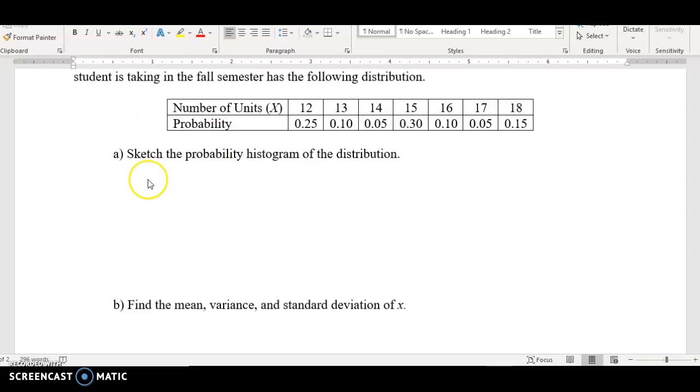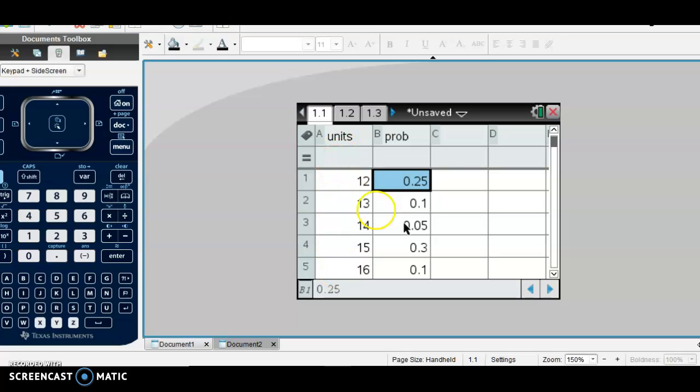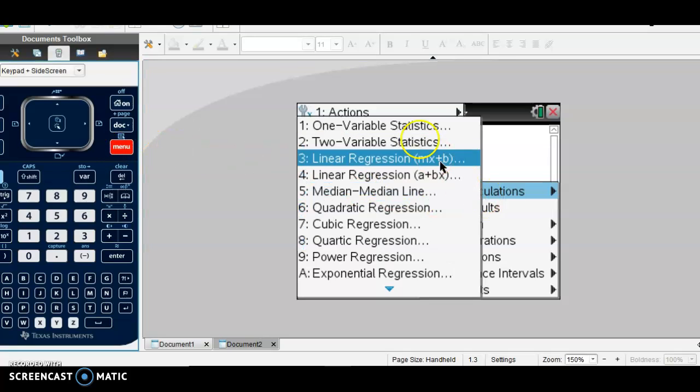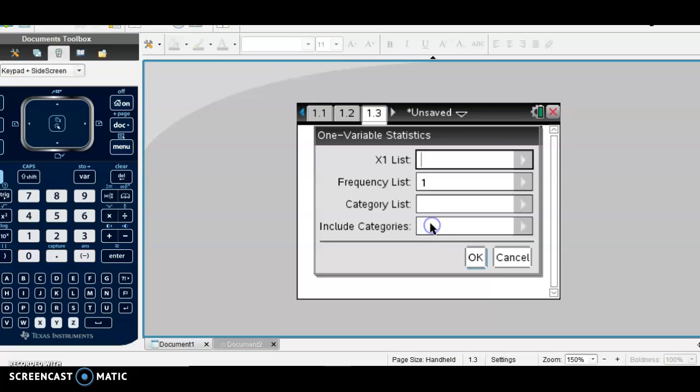Then in the same example, part B says find the mean, variance, and standard deviation of X. So the mean, variance, and standard deviation of this table at the top of the page. Again, your calculator does that for you. So there's my data, the units and the probability of each. Once that's in there, just go to a calculator page. You go to Menu, Statistics, Stat Calculations, and we're going to do one-variable statistics. Keep the number of lists as 1. The X list here for us is the units. I'm kind of already ahead, that's why there's more variables in that X1 list. And then the probability is going to be our frequency list.